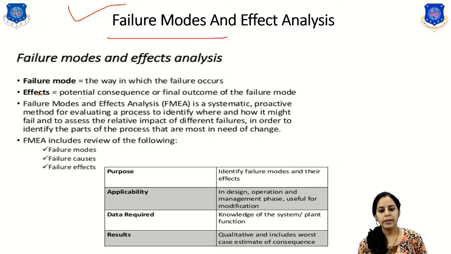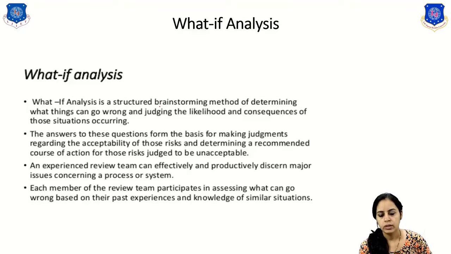Here you can see that a table is given. In this table, the purpose of this method is given: first, to identify the failure modes and their effects. Its applicability is in the design and operation management phase, and it is useful for modification. The data required for this method is knowledge of the system and plant function. And the result will be qualitative and include a worst-case estimate of the consequences.